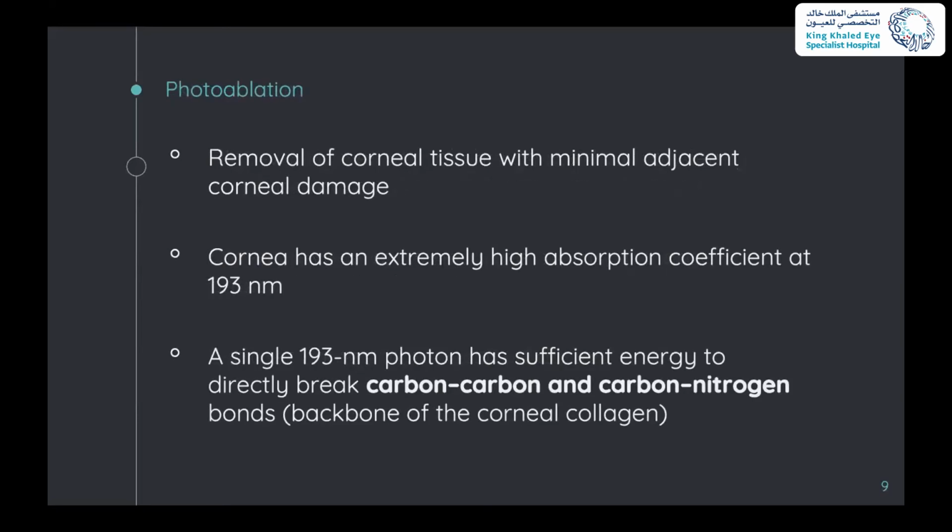Photoablation is the very precise removal of corneal tissue with very minimal damage to the adjacent corneal tissue. The cornea as an organ has an extremely high absorption coefficient. We're speaking of 193 nanometers. So if we use a single 193 nanometer photon, it has sufficient energy to break the carbon-carbon and carbon-nitrogen bonds, which are the backbone of the corneal collagen.